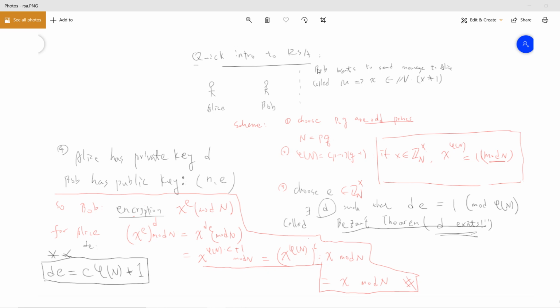Welcome, guys. Since we're going to talk about Shor's algorithm and quantum computing, I will first quickly introduce RSA. Basically, this page is all I want to talk about for RSA.